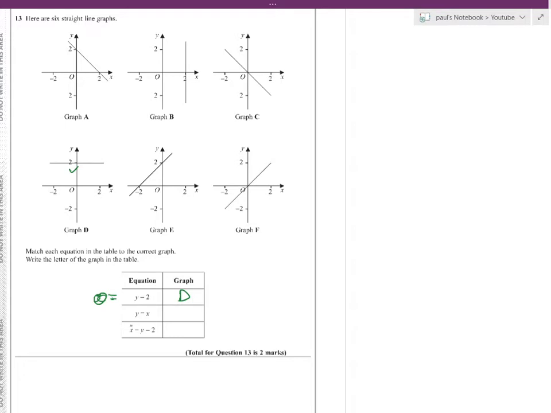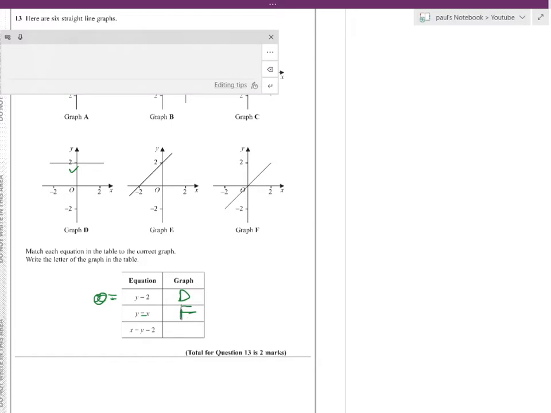Does that say equals or minus? I think it's equals. Y equals x. So that's one of these ones going up 45 degrees. So that one's F.